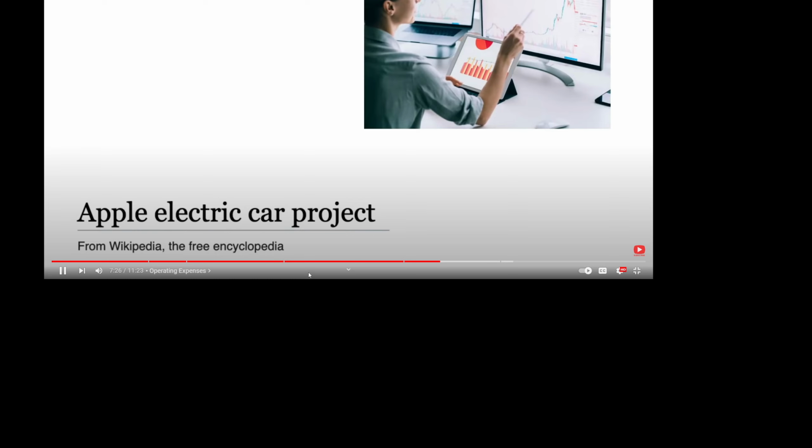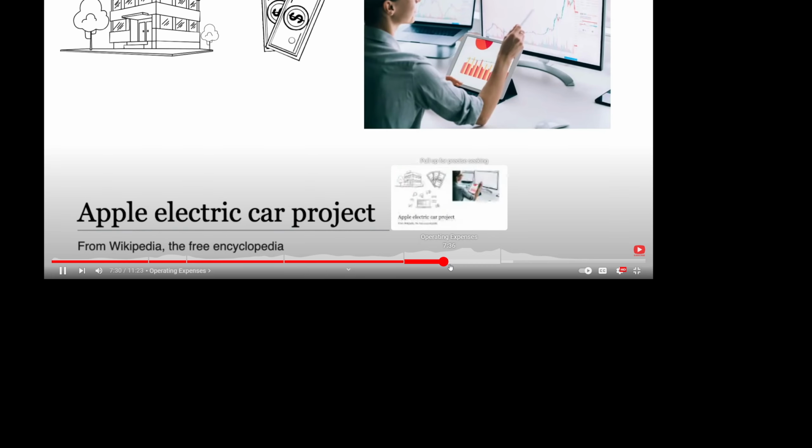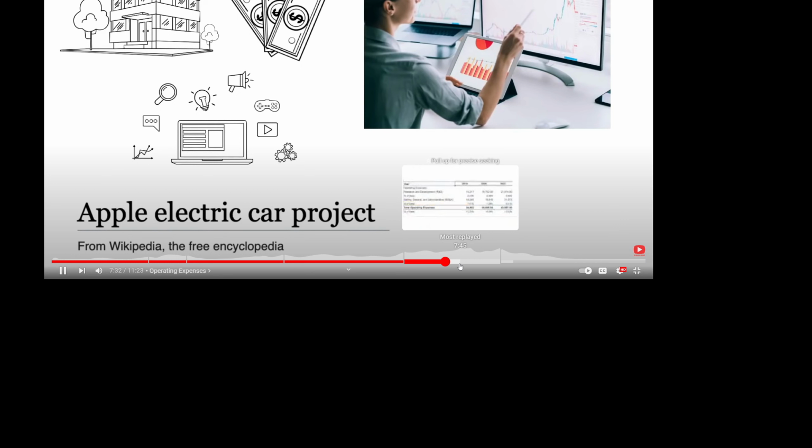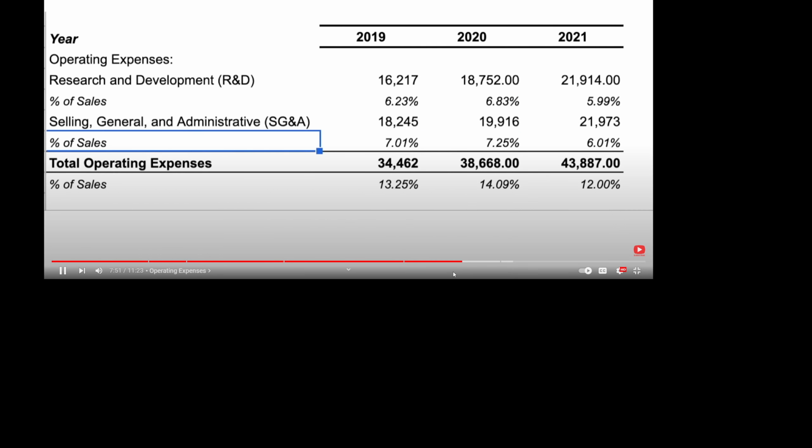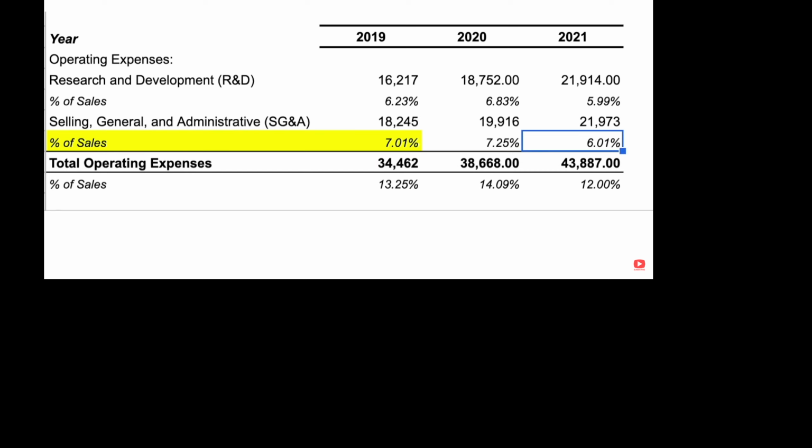That is R&D. SG&A are things such as office rent, employee wages, marketing, and pretty much any other costs associated with the business. The SG&A as a percentage of sales was 7% in 2019 and is 6% in 2021. Generally speaking, you want to see this trend downwards over time.